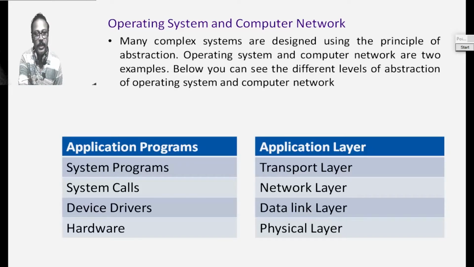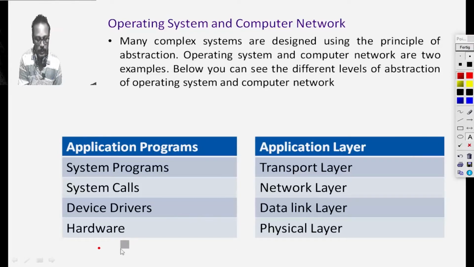Here we don't go into the details of these layers or all these operating system related things. This is operating system, and this is computer networks. We are not getting into the details, but the point to be noted here is that all these, hardware, device driver, system calls, system programs, are different levels of abstractions. We consider the bottom one, hardware.